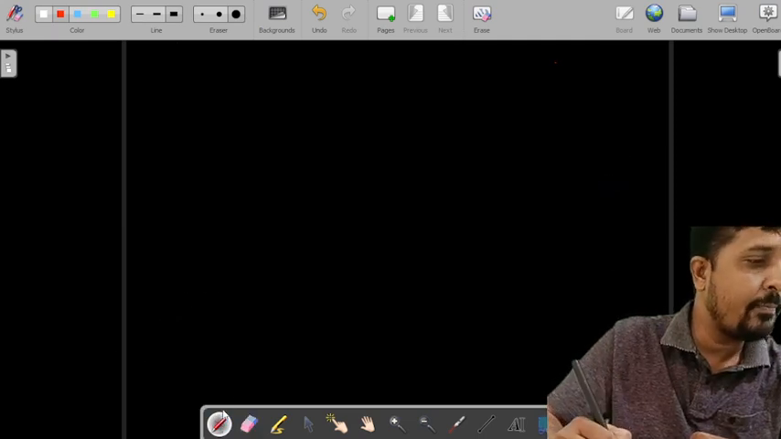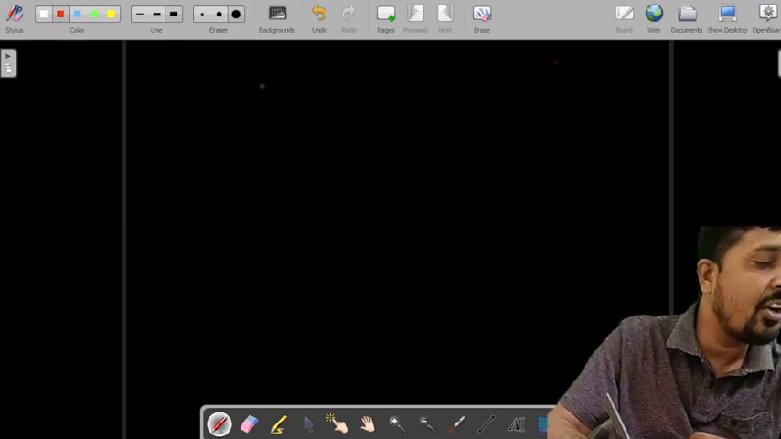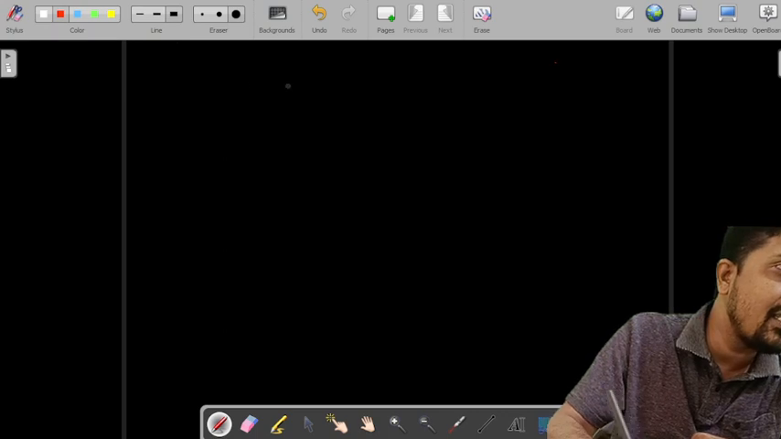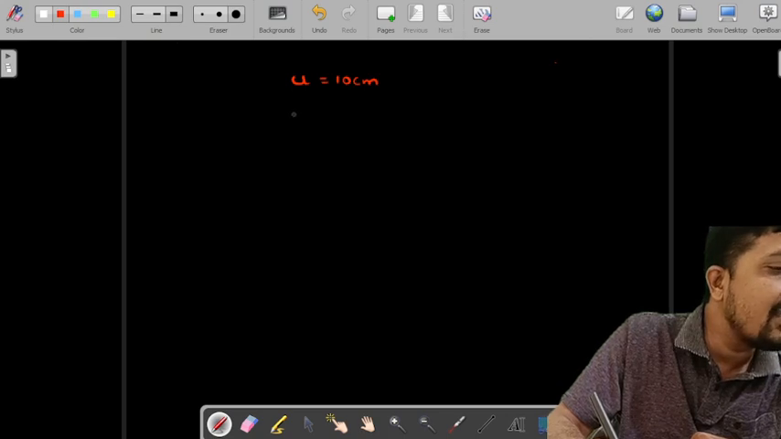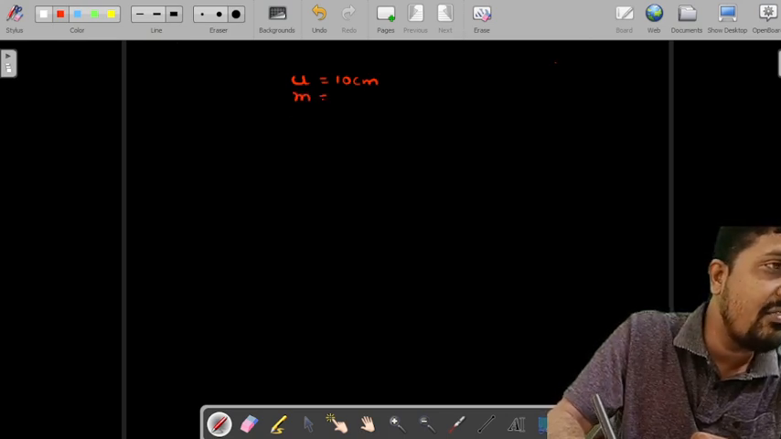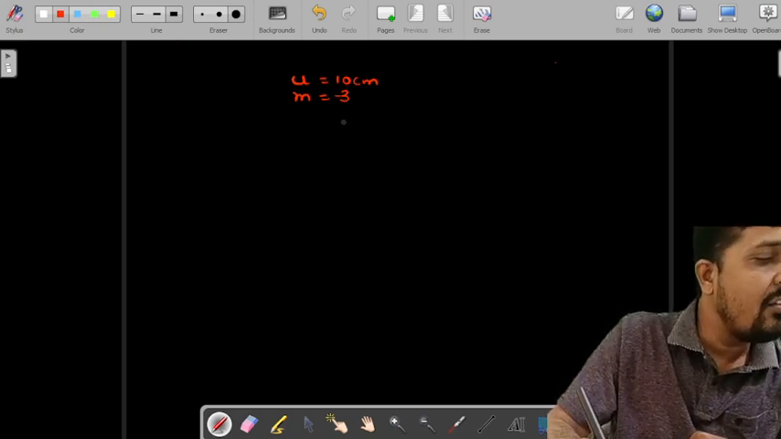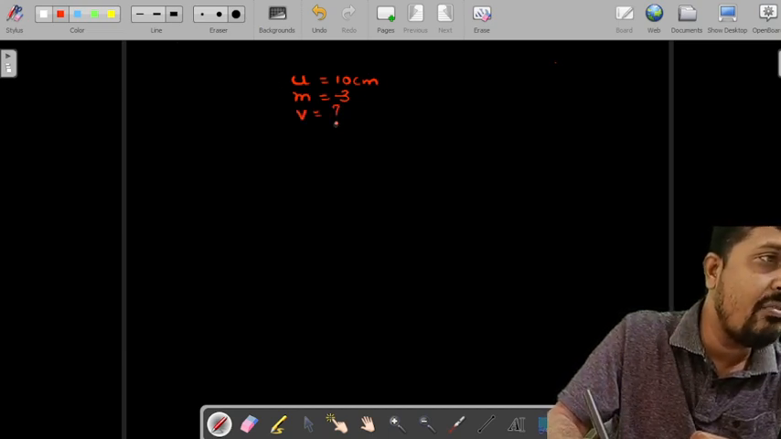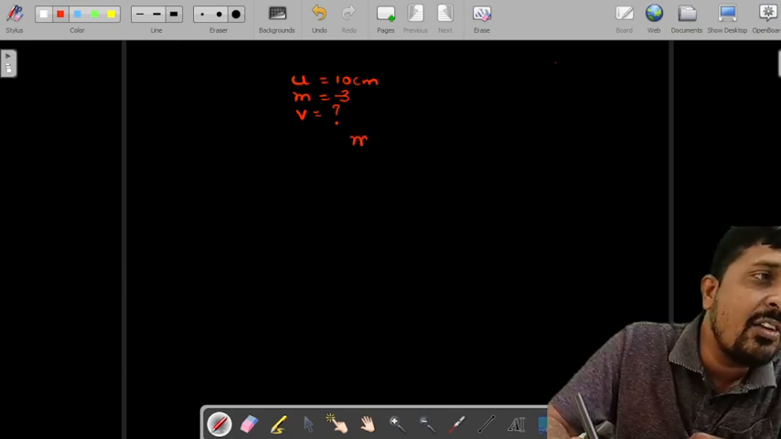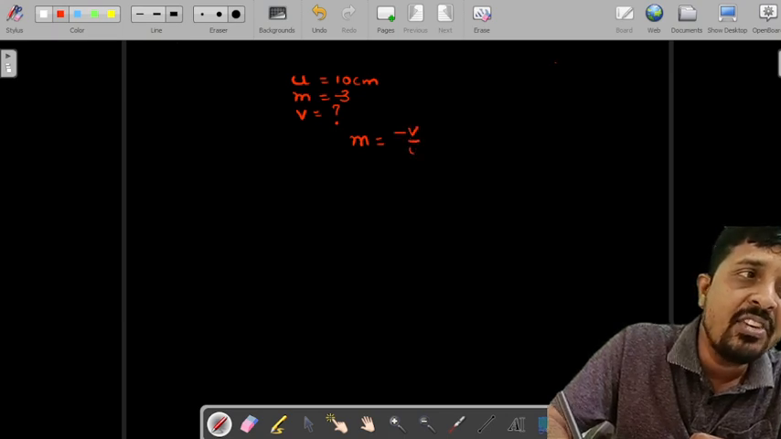And the next one: a concave mirror produces a 3 times magnified real image of an object placed at 10 centimeters. That means the object is placed at 10 centimeters and it is producing a 3 times magnified real image, so the magnification value is 3. Real image means minus. Now he is asking us where the image is located, that means the value of V. What is the formula for magnification? HI by HO is equal to minus V over U.